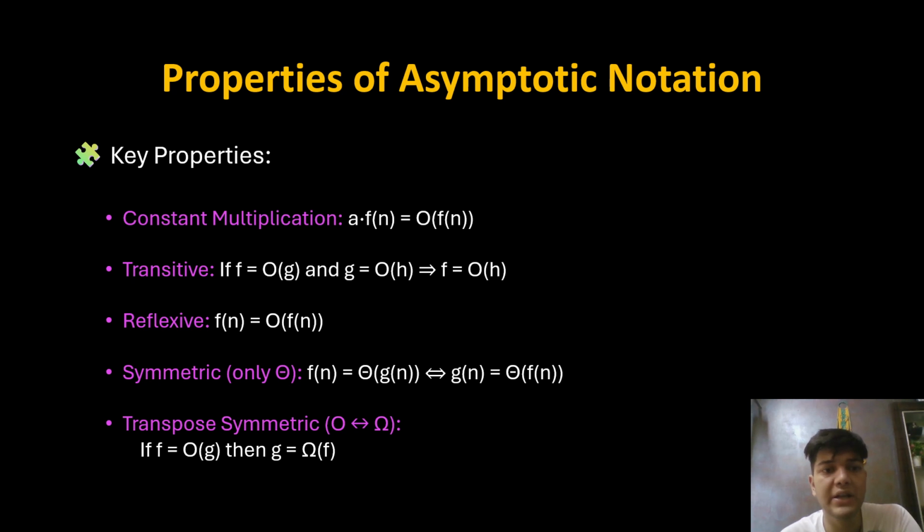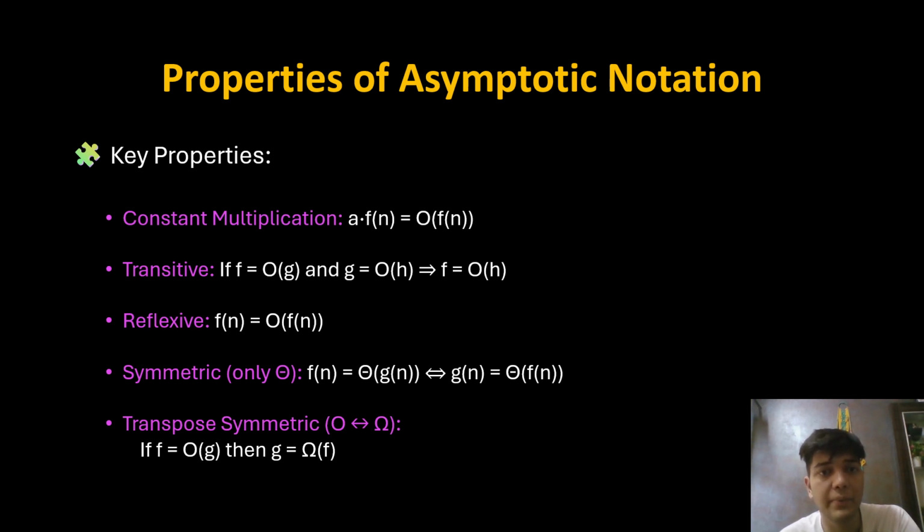Now let's understand some important properties of asymptotic notation in a simple way. The key properties are: the first one is constant multiplication. It doesn't matter if you multiply your function by a constant like 2 or 10, it doesn't change the overall time complexity. For example, whether an algorithm takes n steps or 10n steps, we still consider it order of n.